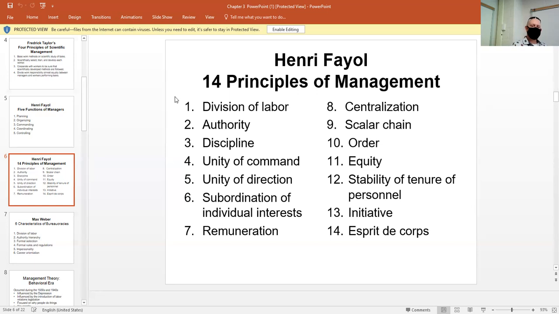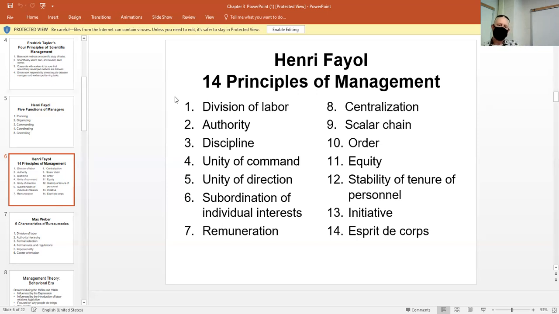Unity of direction. It's basically you want everybody pulling the same way on the rope. You don't want somebody pulling the opposite way or on the other end of it, pushing the rope. Pushing the rope doesn't work too well. Some people will do that.